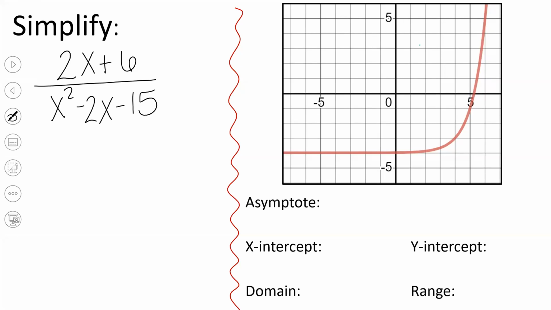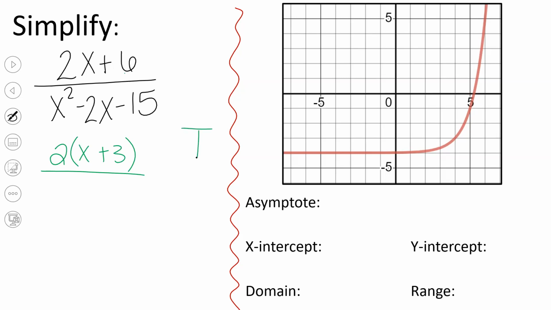So let's start with this fraction, and I'm going to simplify. If I look at the numerator, what do I see I can do? Take out a GCF. What can both of these, the 2 and the 6, be divided by? 2. What will be left over? X plus 3. This will go faster. You answer my questions. The bottom, or the denominator, what can I do? Factor. Very good.